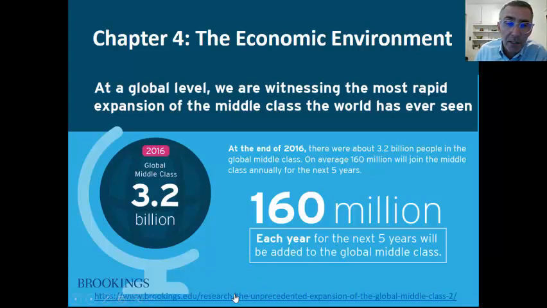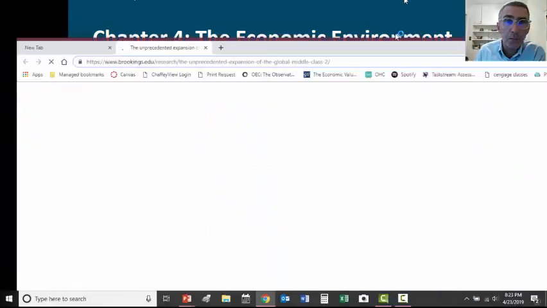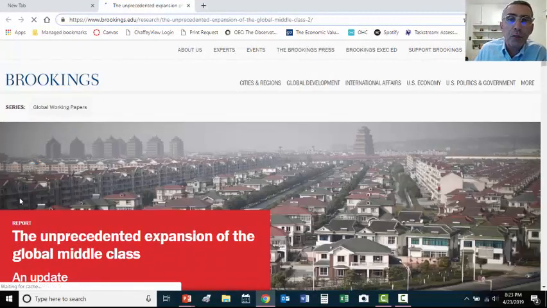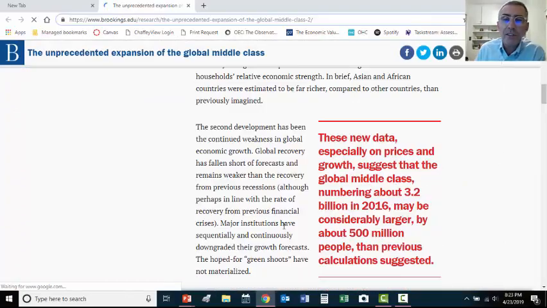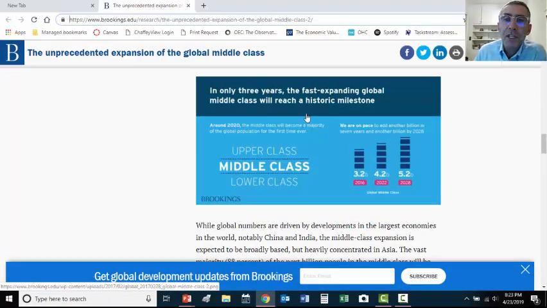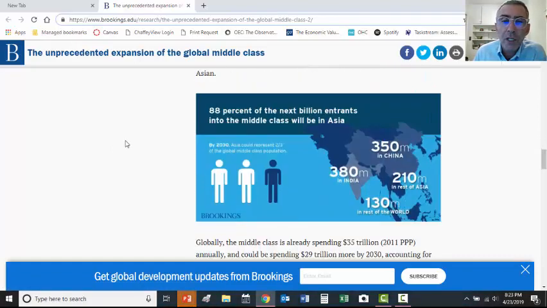Let's see if that hyperlink works for us, hopefully. And maybe take a peek at some of the data over here. There we go. All right, let's bring this over here. This is Brookings right here, and what we have here is some really cool little data about the middle class, right? So here, upper, middle, lower class gives you an idea about in only 3 years, the fast expanding global middle class will reach a historic milestone.